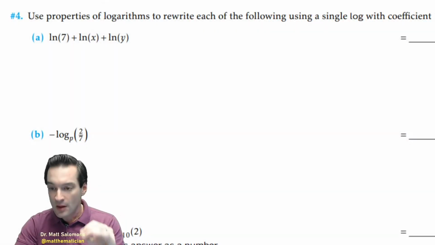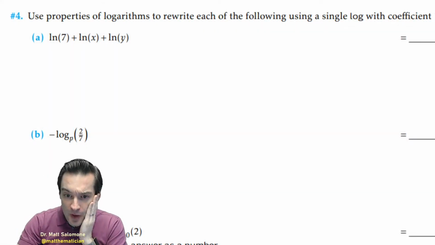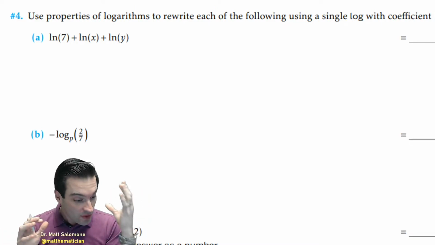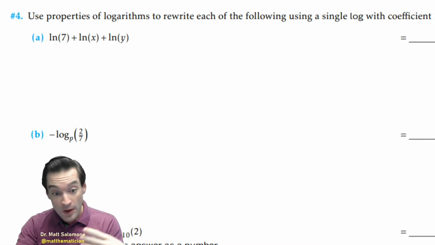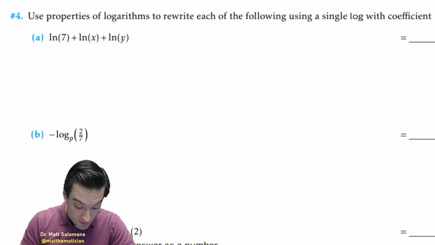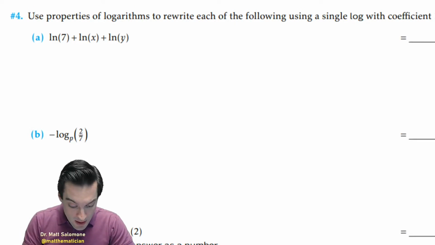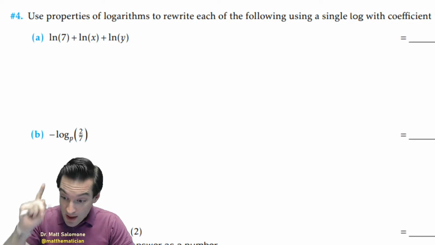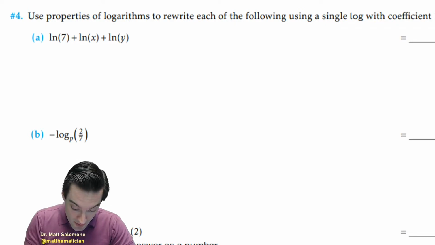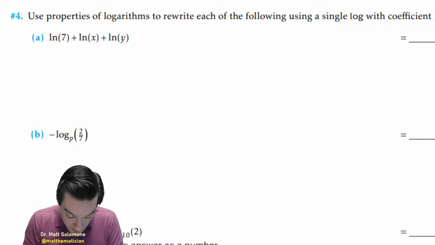Okay, so here's what the problem looks like. The problem asks us to use the properties of logarithms to rewrite several expressions using a single log with a coefficient of 1. So the purpose of this is to just get us some more practice with using the properties of logarithms to do these rewriting processes. And the question I specifically want to look at is the one right above my head here, minus the log with a base of p of 2/7. So let me copy that down on a separate sheet here, and we can take a look at it together.